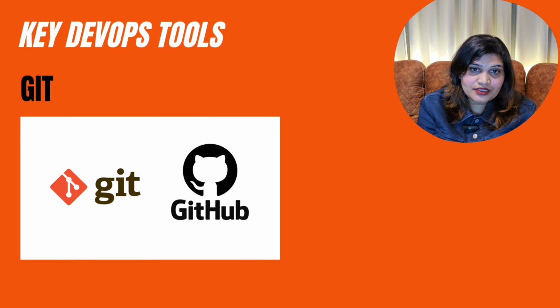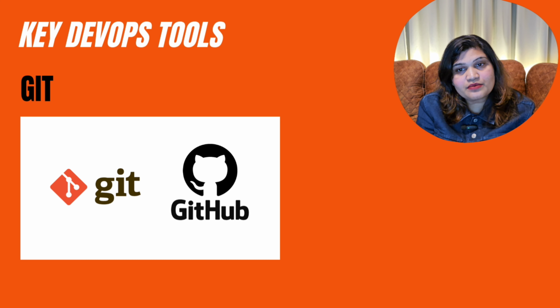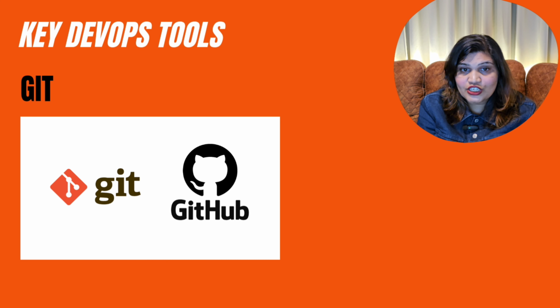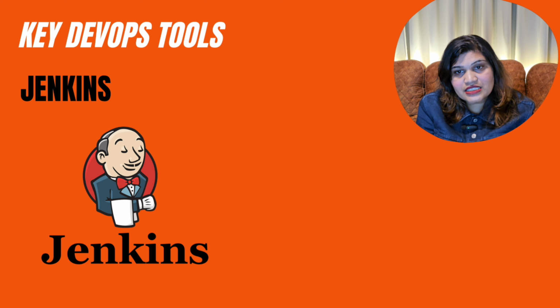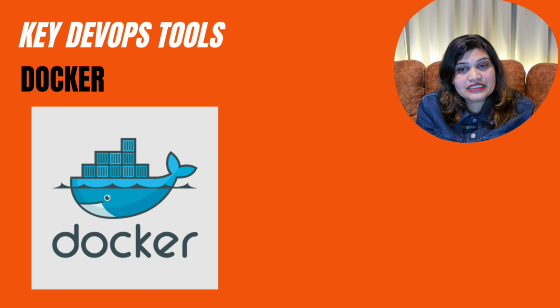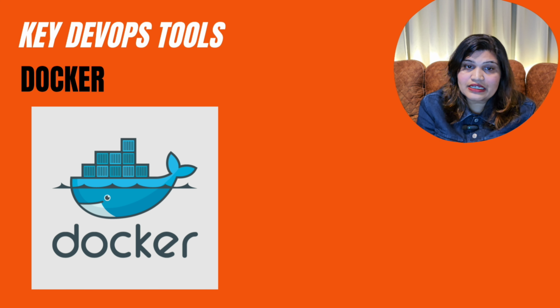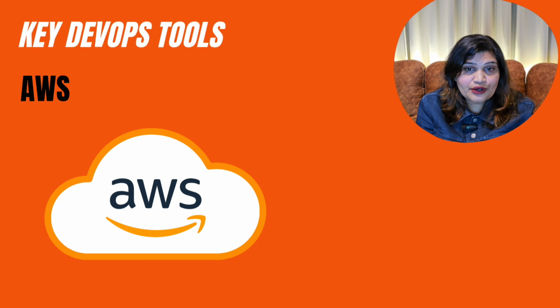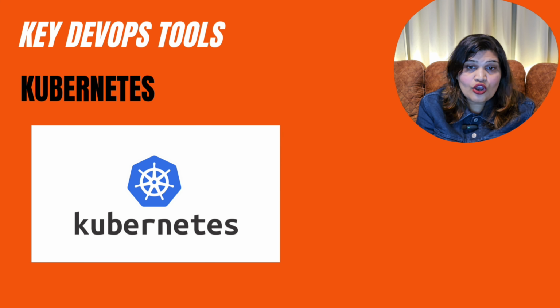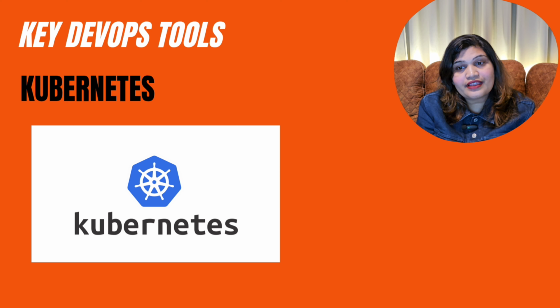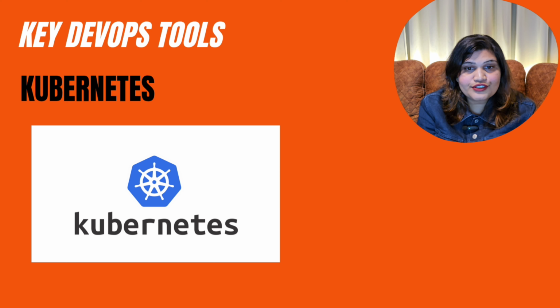Key DevOps tools. Now let's quickly look at some of the key tools that make DevOps possible. Git, for version control, helps teams track changes to the code base. Jenkins, for automating tasks like building and testing code. Docker, for creating and managing containers, which allows applications to run consistently across different environments. AWS, for cloud infrastructure, scaling applications as needed. Kubernetes, for container orchestration, ensuring that containers are deployed and managed efficiently across servers.